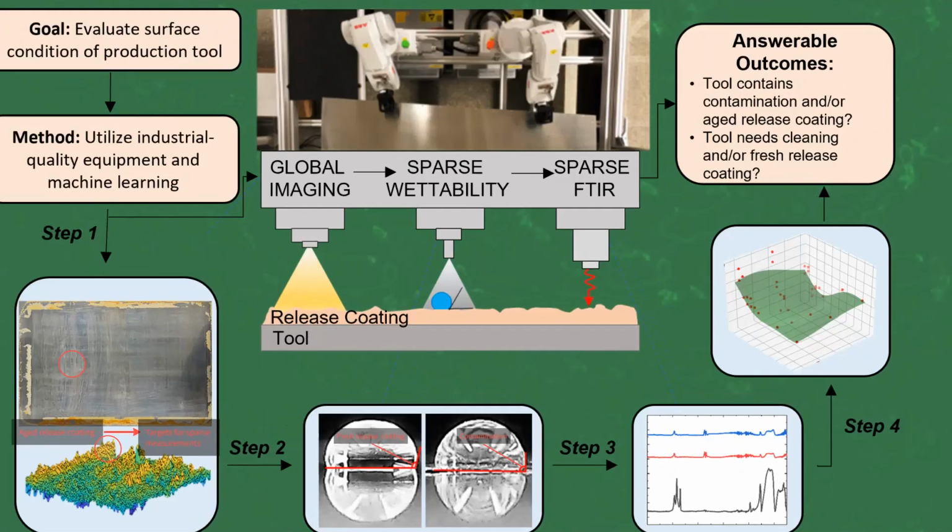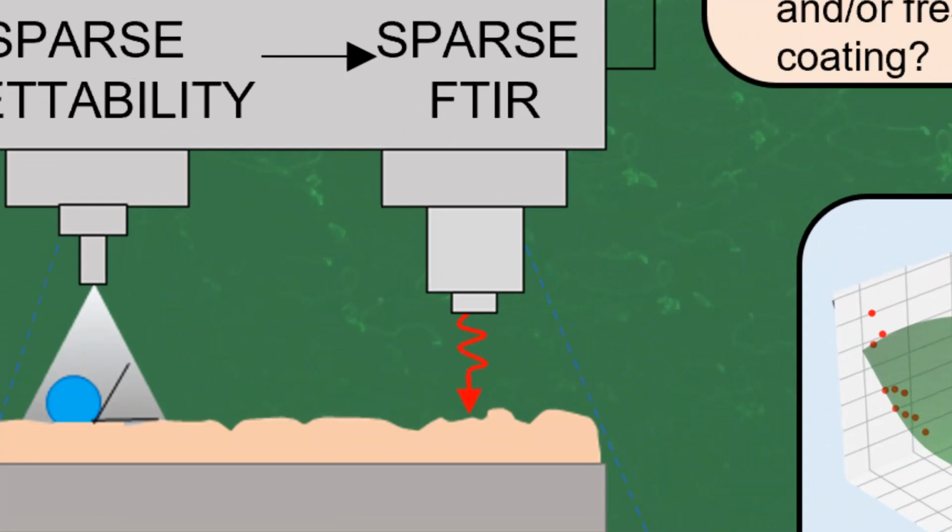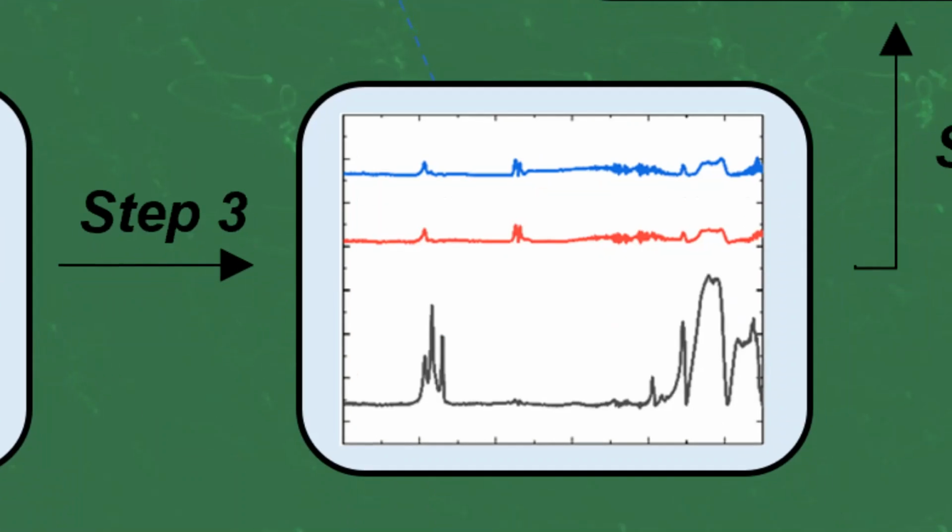The third step of the process is to take sparse FTIR measurements on targeted zones. During this step, a handheld FTIR instrument is used to collect IR absorbance spectra for release coating age measurements, and can also be used for a more thorough identification of contaminations.